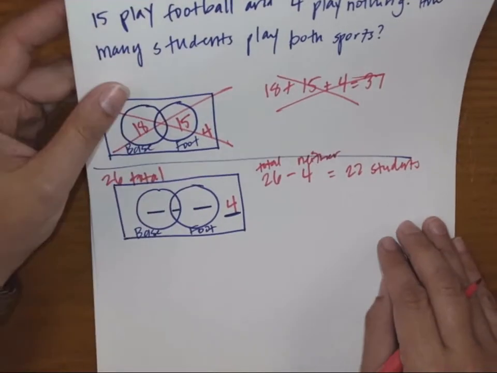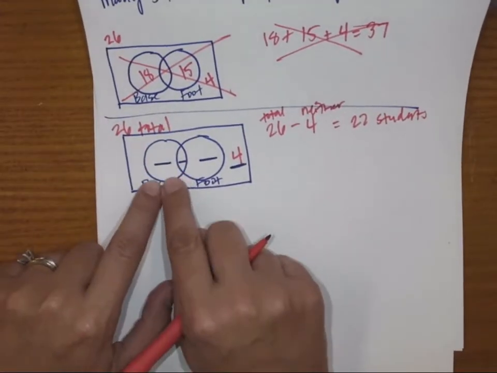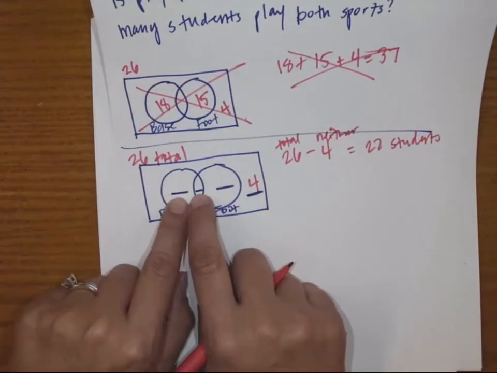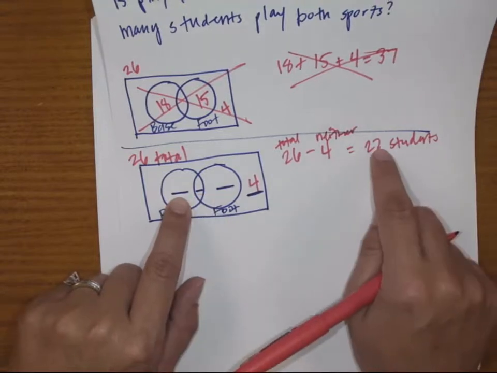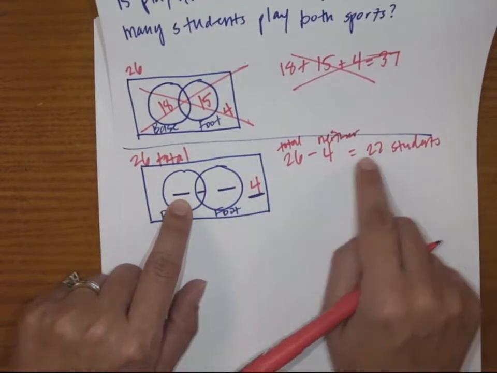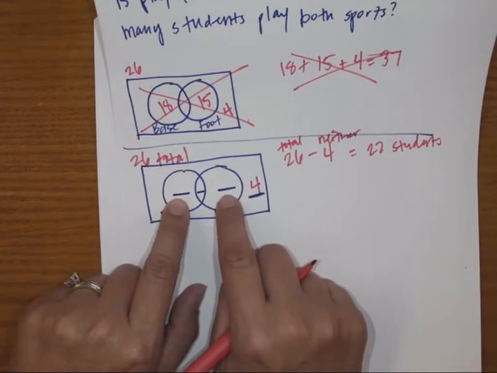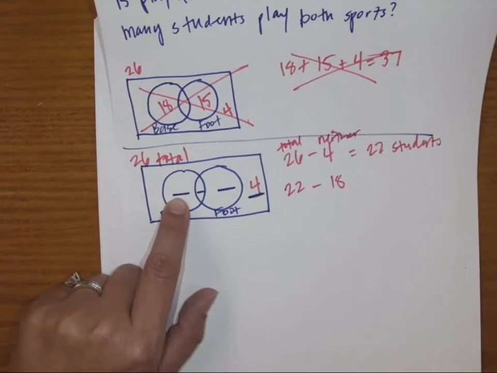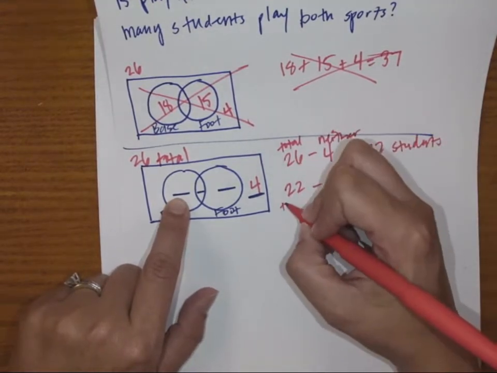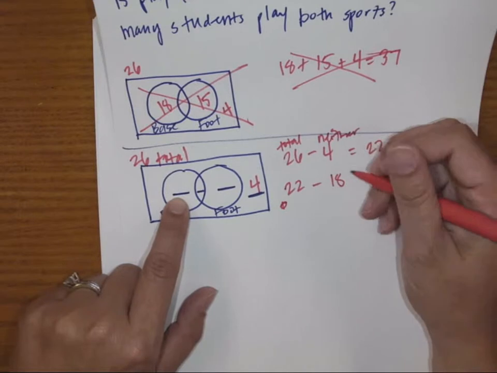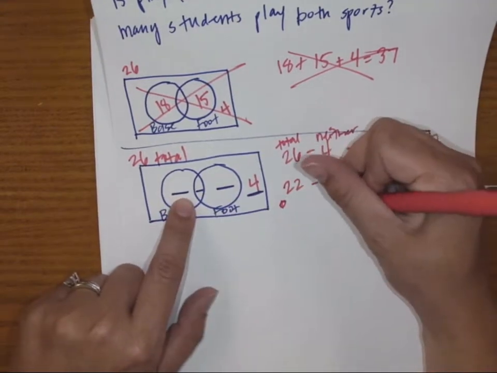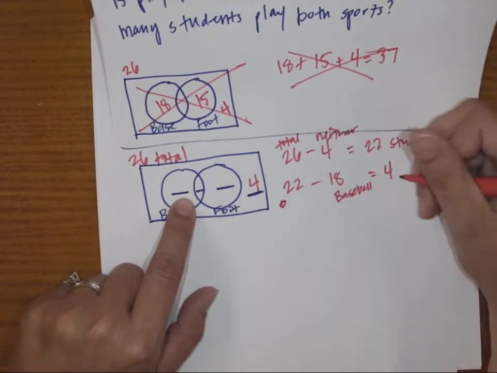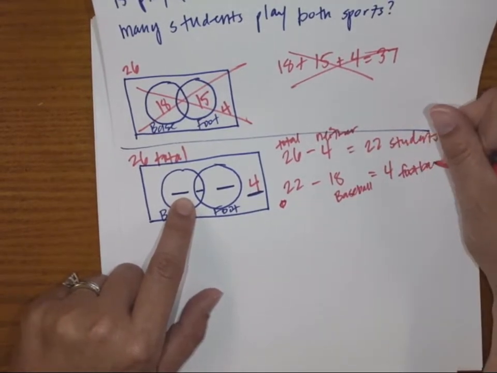Okay, so the first way to do it is to think about this circle right here. The problem said 18 students play baseball, so these 2 numbers need to add up to be 18. Well, if I just found out that all these circles need to be 22 and these 2 numbers are 18, that tells me that this number over here is 22 minus 18. Okay, so the 22 students in the circles minus the 18 that are in the baseball gives me 4 students, and those 4 students are football only.